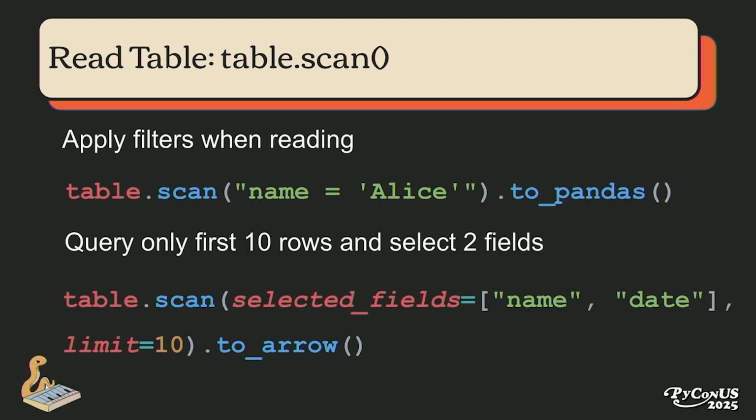And reading a table is also very easy. It's through the table.scan API. In table.scan, you can specify row filters when reading, you can also query only the first 2 rows and select only 2 fields, and then you can convert the scan to either a pandas data frame or Arrow or some other library that is supported by PyIceberg.